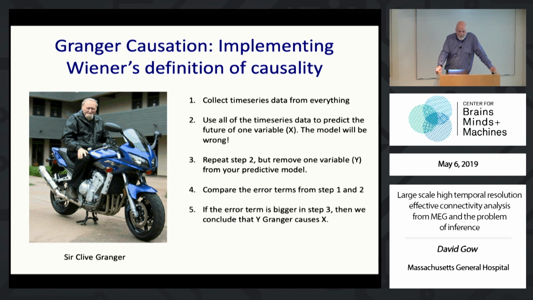Then use all the time series data that you have to predict the future of one variable. And as an economist, he knew one thing about models, which is that predictions are always wrong. But the nice thing is they're quantifiably wrong. Now go back and predict the future again, removing one variable from your model. So you've measured everything in the universe. Now you measure everything in the universe except how much coffee is left in Dimitrios's mug at this point. This might be the causal factor.